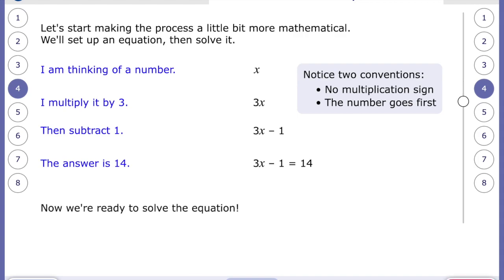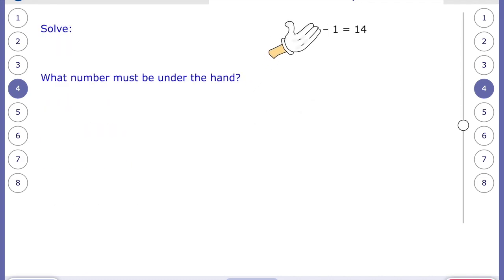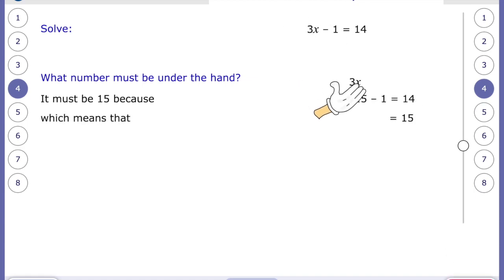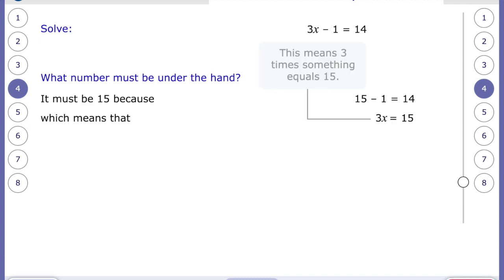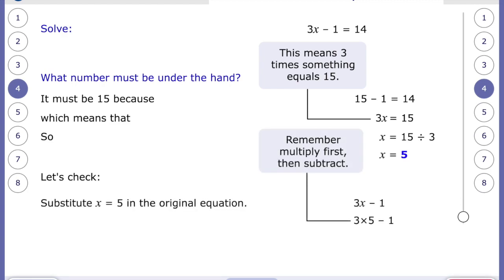So now we've got our equation and we're ready to solve it, which will find out what my number was at the beginning. So if we cover up the number, we know that it must be 15, because something minus 1 equals 14. So 15 minus 1 equals 14. So 3x must equal 15. Well, if you know your 3 times table, which hopefully you do, you know 3 times 5 is 15. So x is going to be 5. Let's substitute 5 in for x there. So 3 times 5 minus 1 equals 14, as you can see.